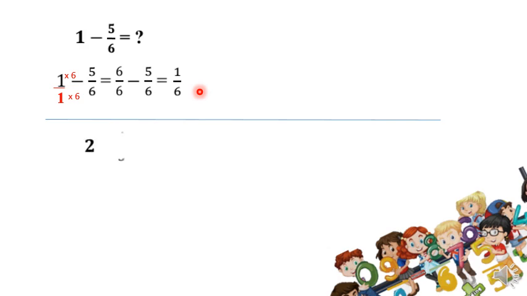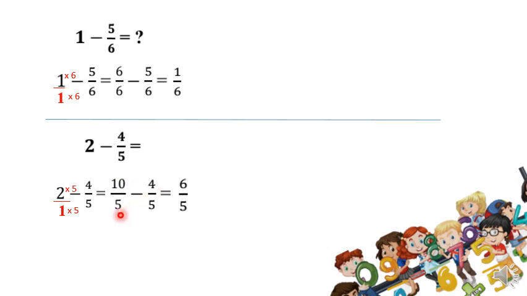The last example, similarly, put 2 over 1. This is a fraction. Now multiply the numerator and the denominator with the same denominator of the second fraction, which is 5. Why? Because I want to make the same denominators. So it will be 10 over 5 minus 4 over 5. Now we have the same denominators. How to subtract? Subtract the numerators and keep the same denominator. So our final answer is 6 over 5.